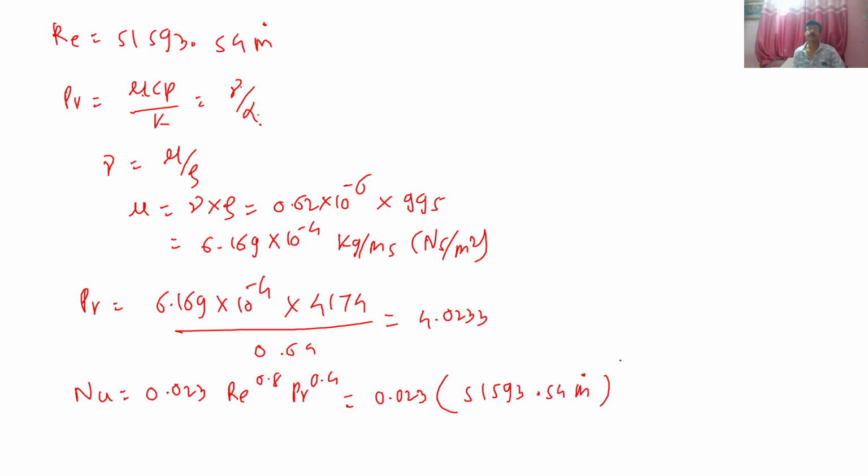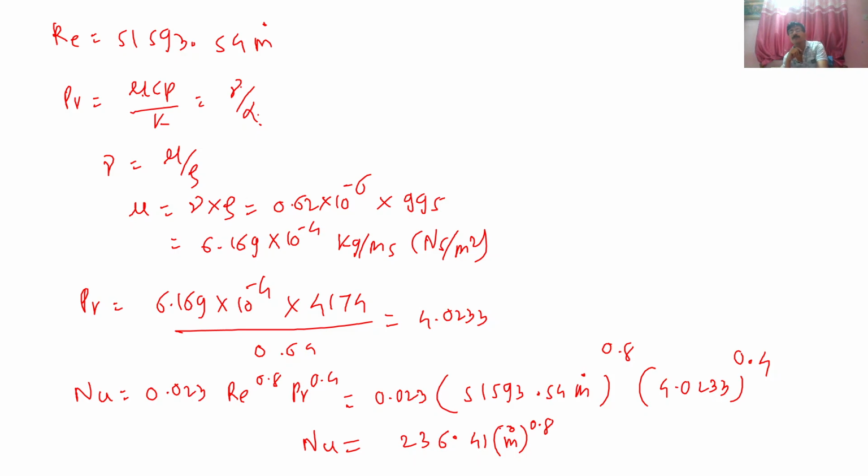So the Reynolds number is 51593.54 m dot raised to 0.8. What is the Prandtl number? 4.0233 raised to 0.4. This is the equation. If I calculate it, the answer is coming as 236.41 m dot raised to 0.8. Keep it as it is, because m dot is unknown, so we are unable to calculate the Nusselt number yet. The final answer we require is m dot.